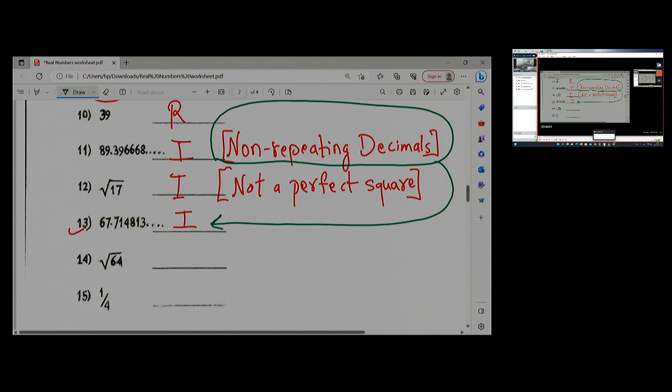Okay. Student number 39. Root under 64. What kind of number? Can you simplify? Eight. So what kind of number is 8? Rational or irrational? Rational. Understand? You can simplify into natural numbers. Number 41. What kind of number is 1 by 4? Rational or irrational? Rational, because it is a fraction. Good.